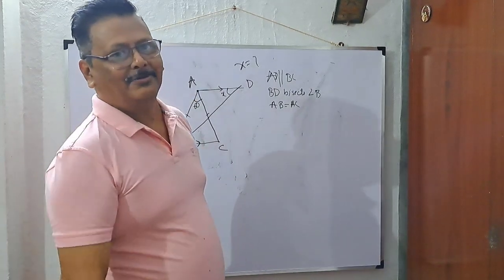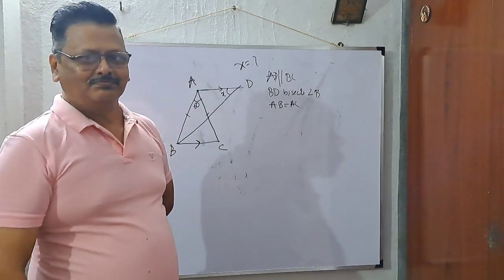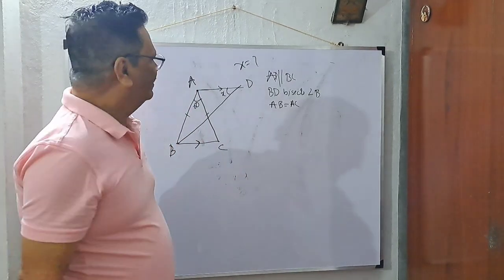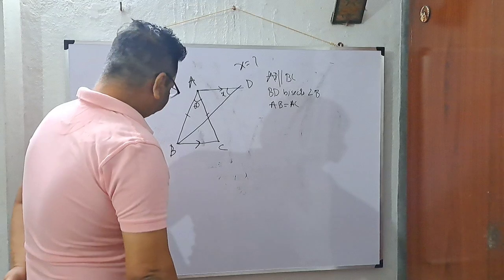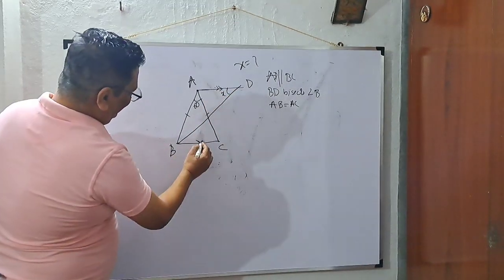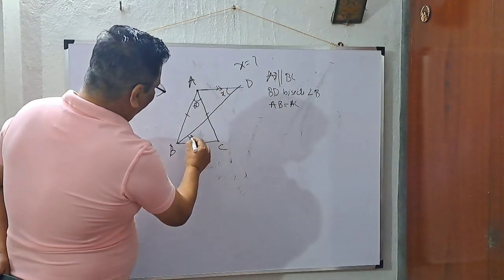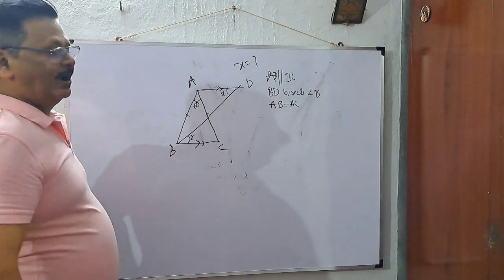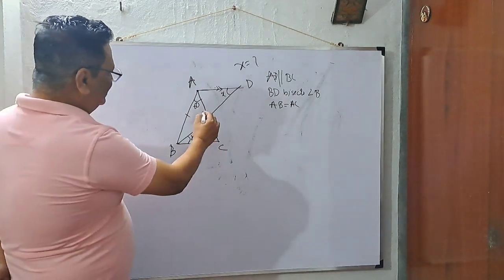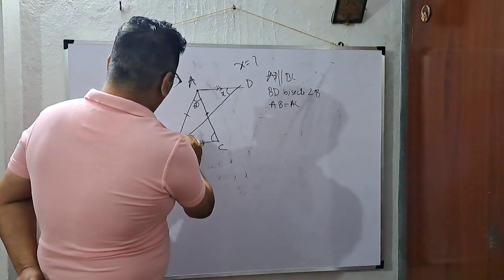Pause the video and write it out. Let's have a look. No, fine, let's do it. See, since this is a parallel line, this angle is equal to this angle. So this is also x. Understood? Now since these sides are equal, these two angles are also equal.